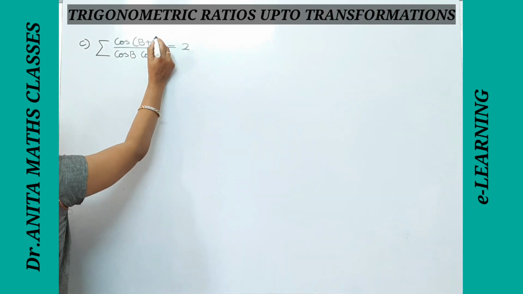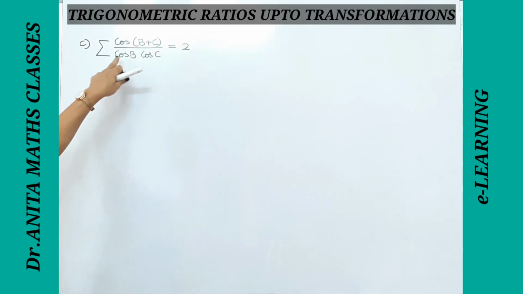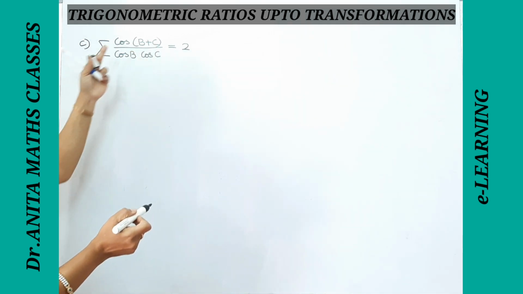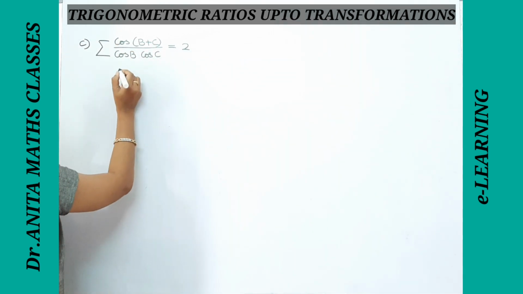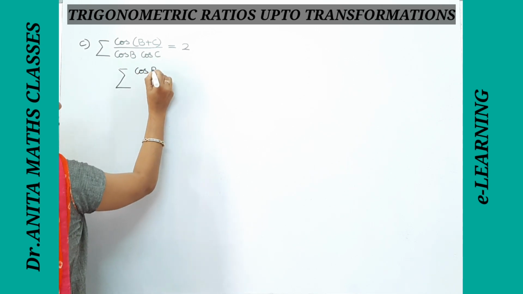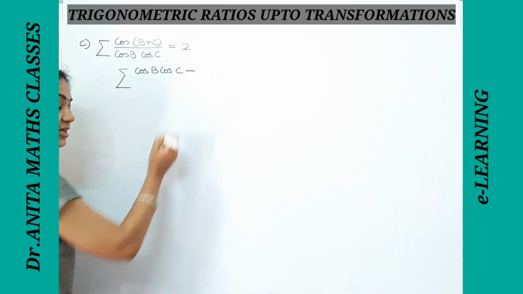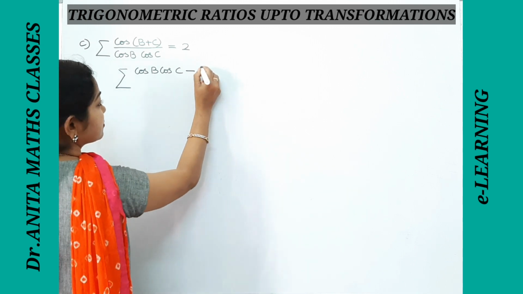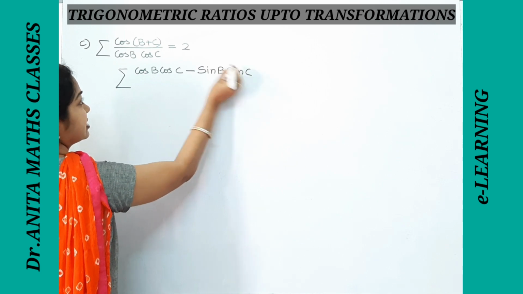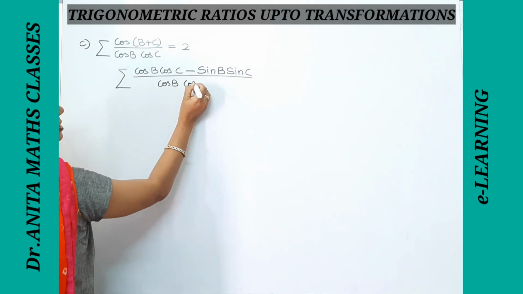Summation cos of b plus c by cos b cos c equals 1, given here. Let us expand this cos in the form of cos a plus b, where a is b and b is c. Now let us take this summation here as it is. So let me expand cos B cos C, but in the cos formula we will have a negative sign. So in the formula, do remember cos value is negative here. Sin B sin C. This is the formula I have expanded here, divided by cos B cos C.